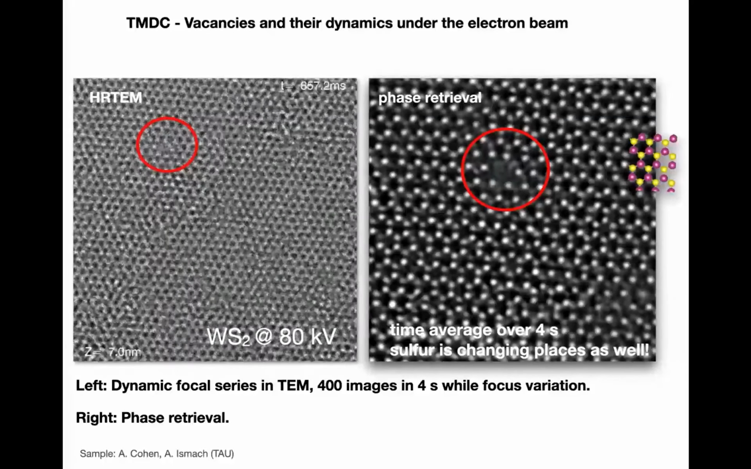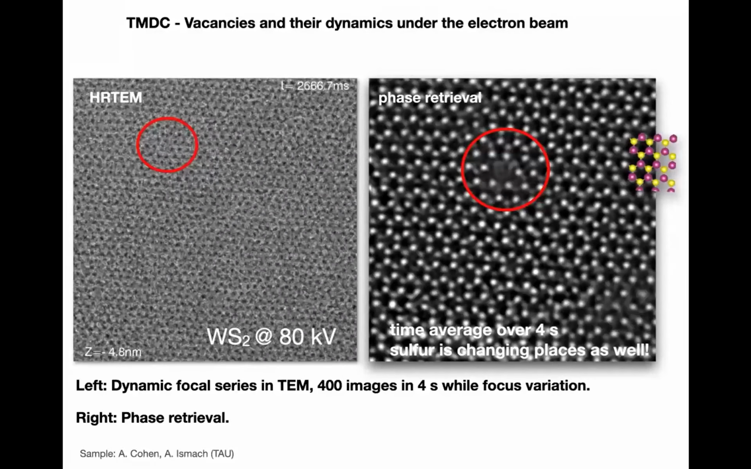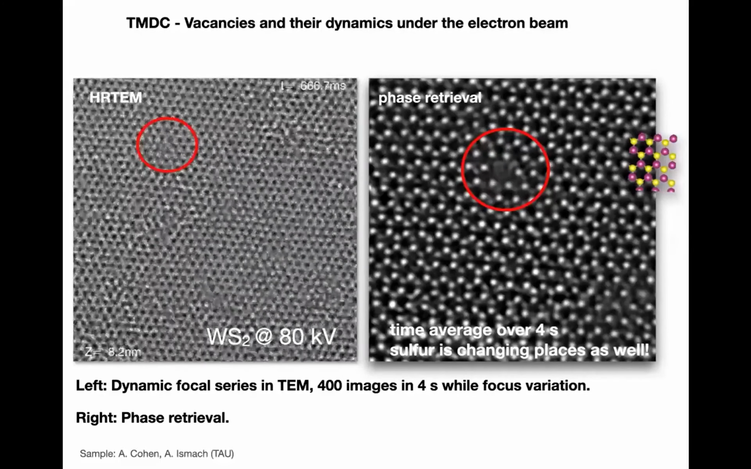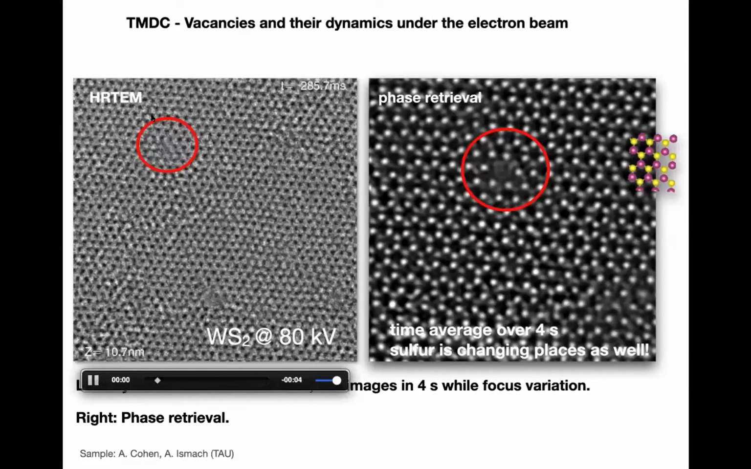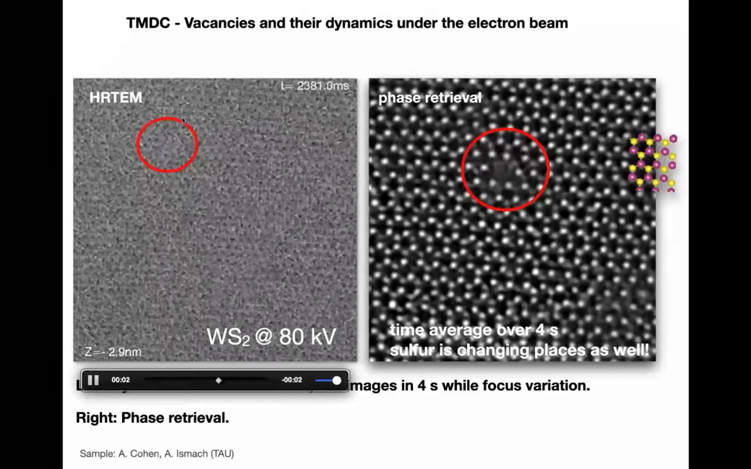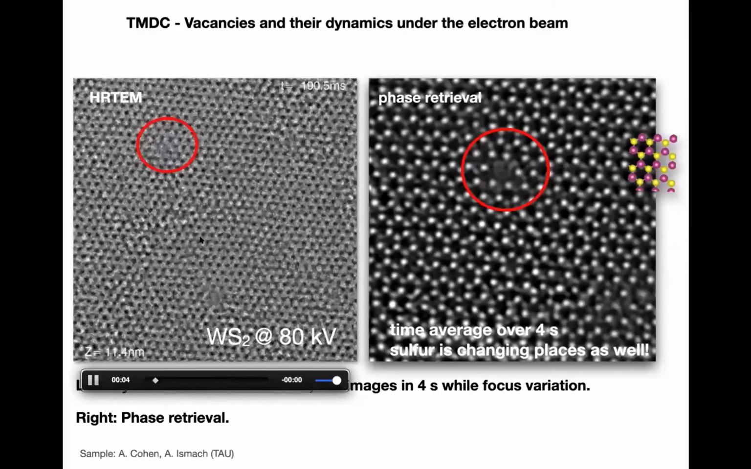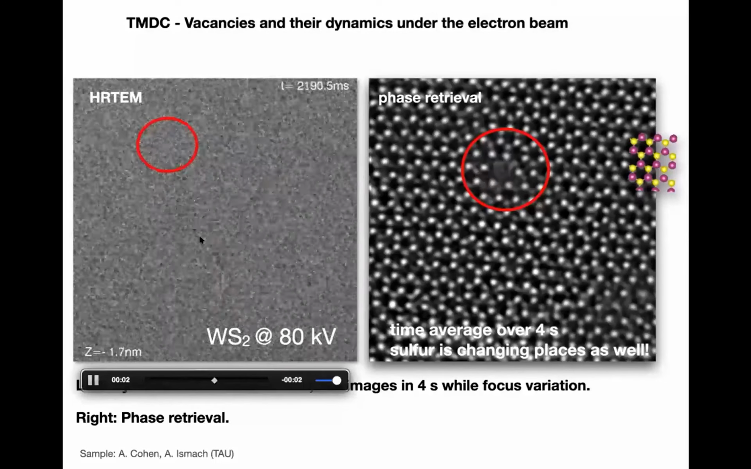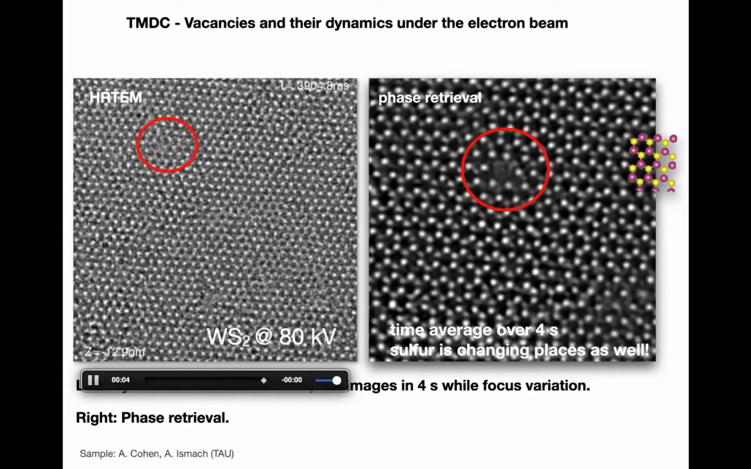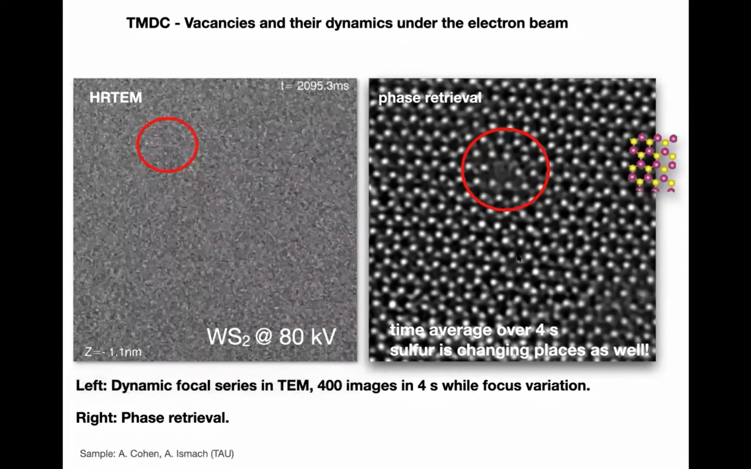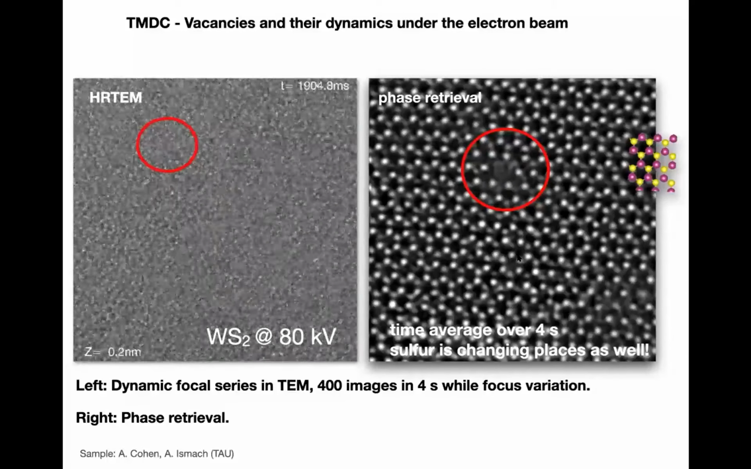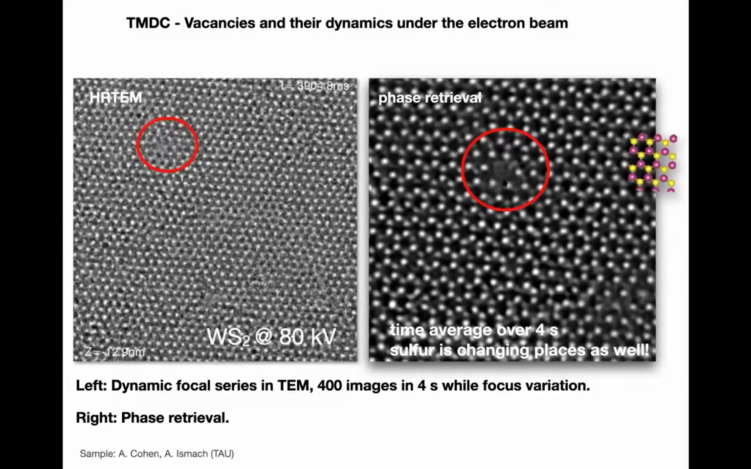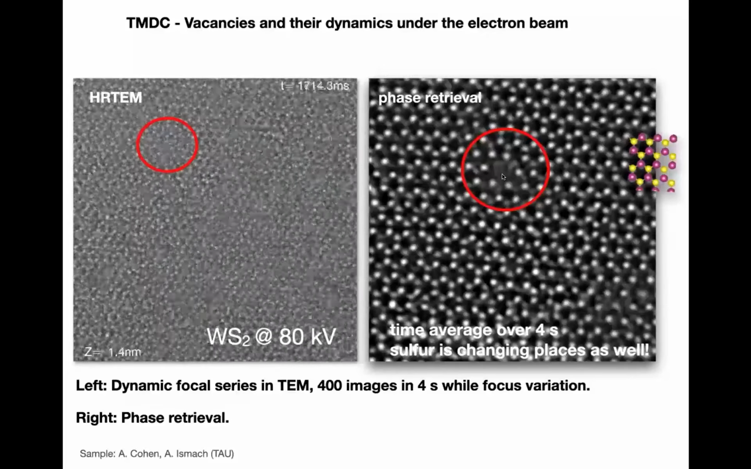So this is an animation in real time of the focal series that we take on the microscope. And from that we can reconstruct, for instance, the area around this defect, this vacancy defect, with phase retrieval methods. And the result is shown here on the right-hand side. We clearly spot the lattice of the tungsten sulfide. But we can also see more inside the defect area here.